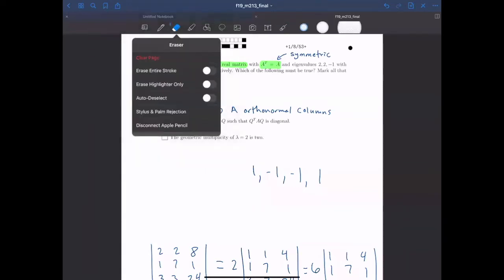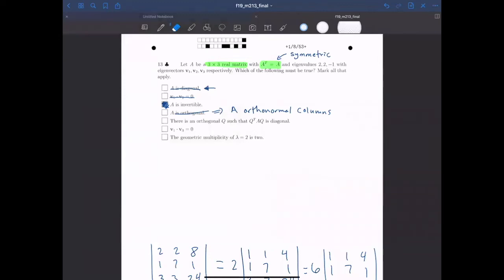All right. So let's look now at the next option. There is an orthogonal matrix Q so that Q transpose AQ is diagonal. Is that going to be true for a symmetric matrix?